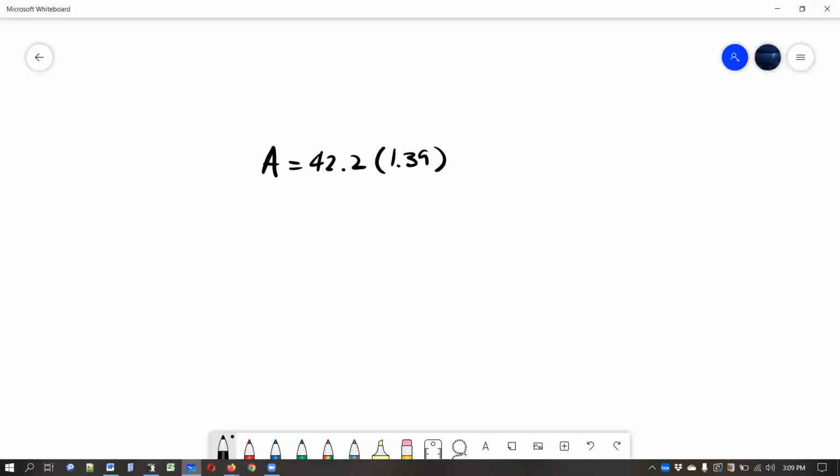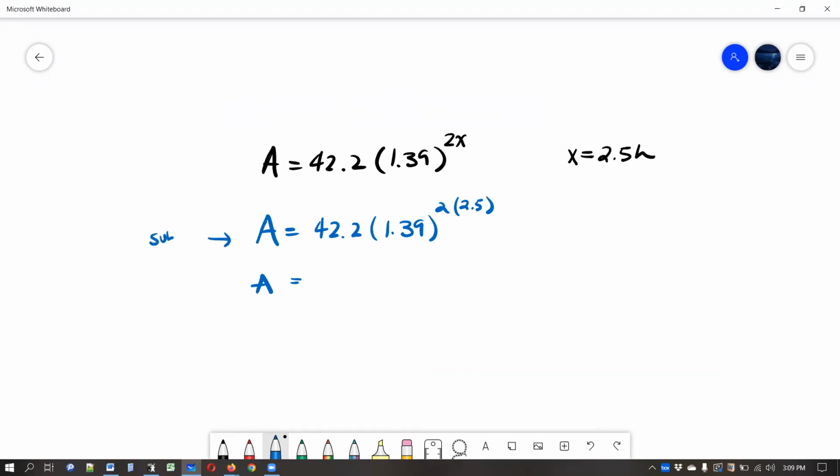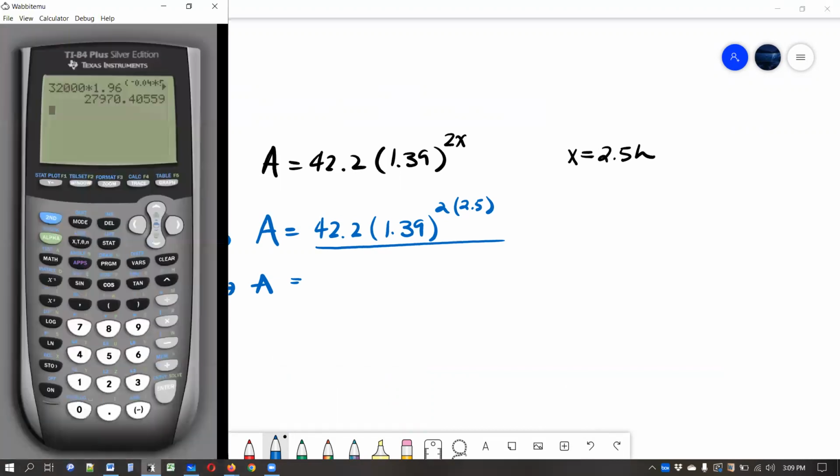2x. So this is the amount of money spent in the mall, and we want to know the amount spent after 2.5 hours. Well, all that we have to do is evaluate the function at 2.5. This is all we have to do. So this is the substitution part. And now we are at the calculator part. You will type everything here into the calculator, and the calculator will do the job for us.